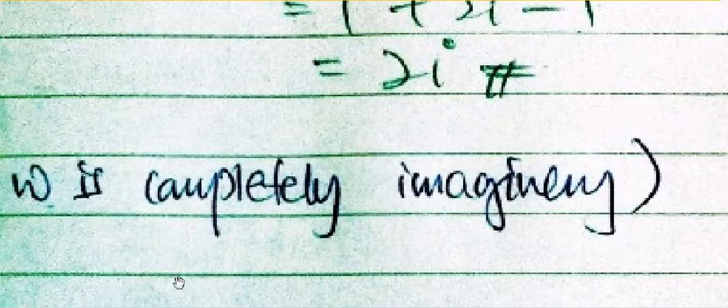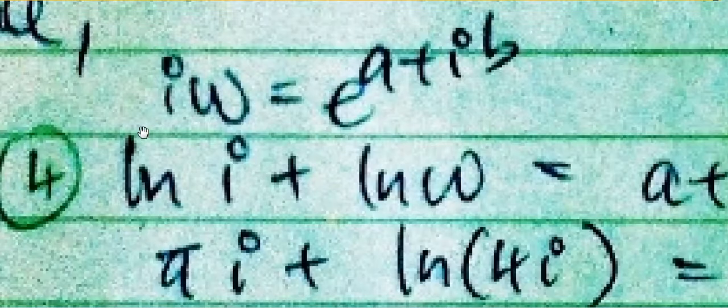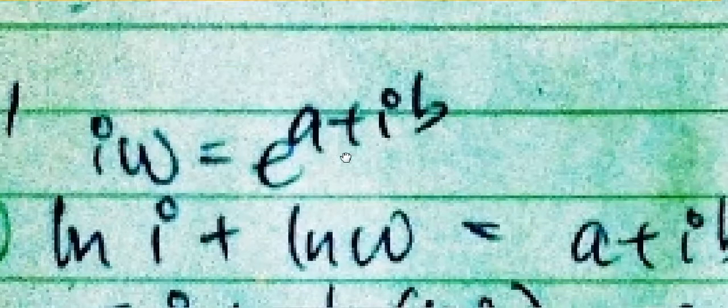So now we are supposed to solve for A and B in this equation over here. iW equals e to the power of A plus iB. The first thing I would do is to take a ln on the left hand side and the right hand side. I am doing this so as to get rid of the e.